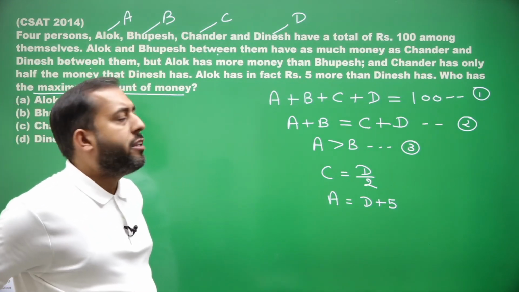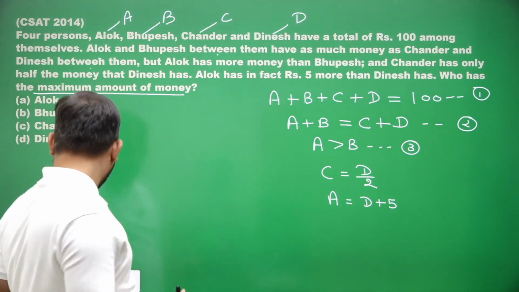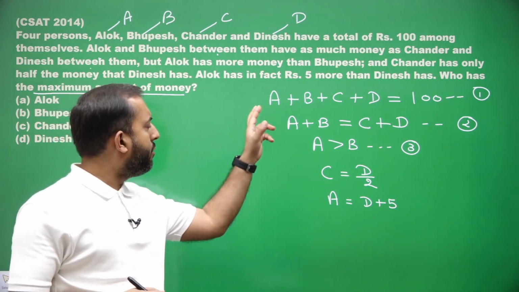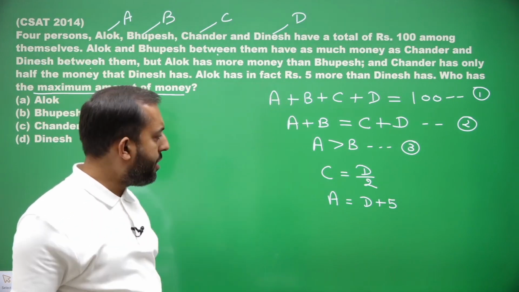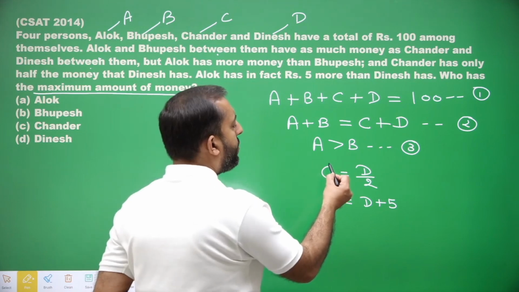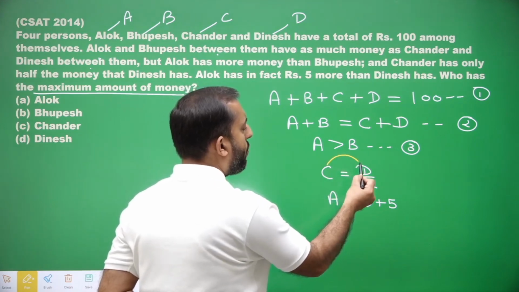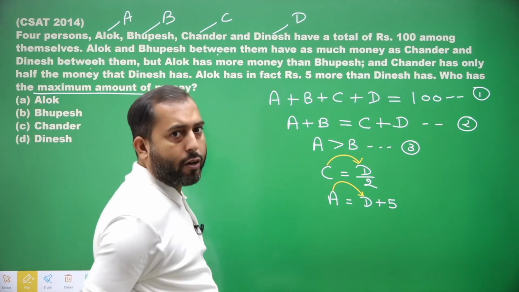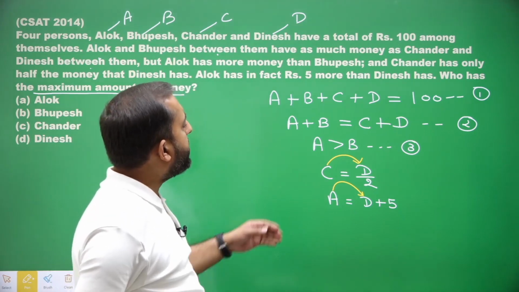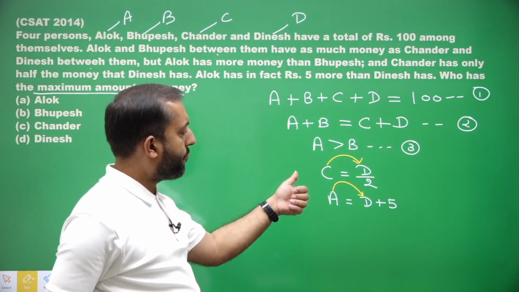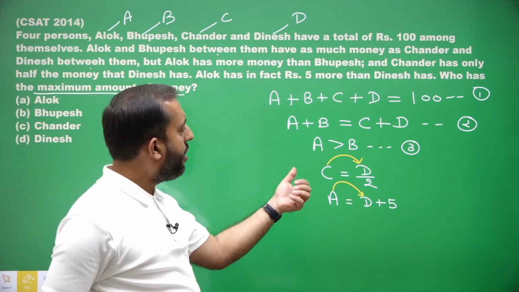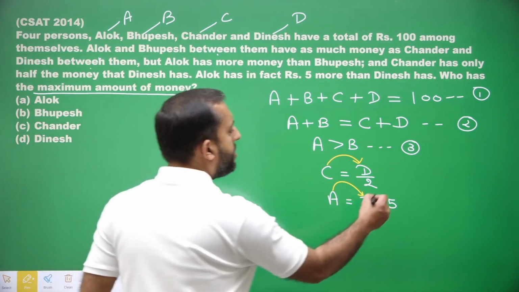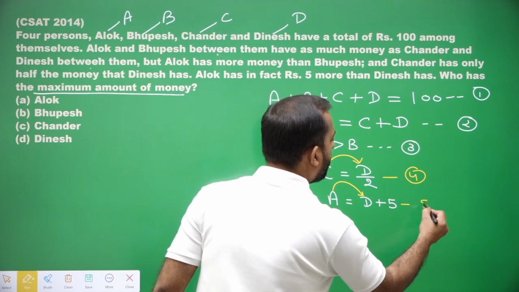Now, see guys, there are plenty of things that we can do here. So first thing is we can represent money of one person in the form of another person. See, I know the value of money of C in the form of D. I know the value of money of A in the form of D. Okay, I know this thing. So let's try to represent the value of money of B in terms of D also. So this is our equation number 4 and this is our equation number 5.